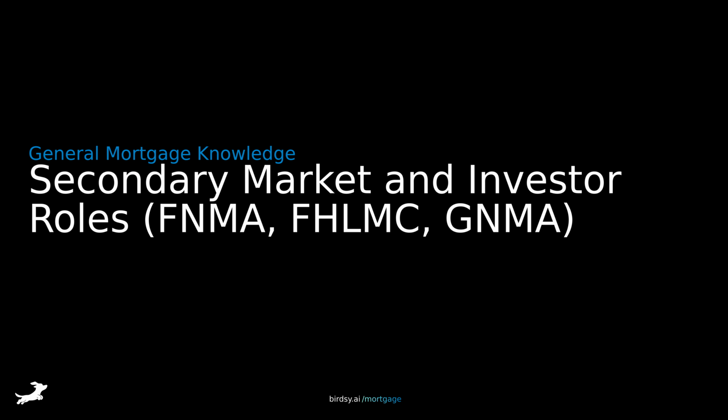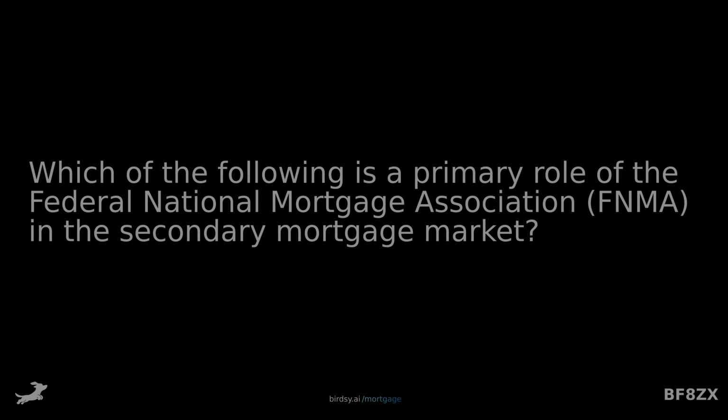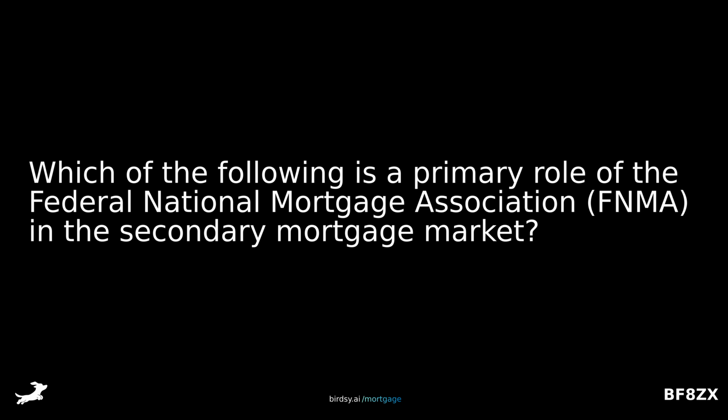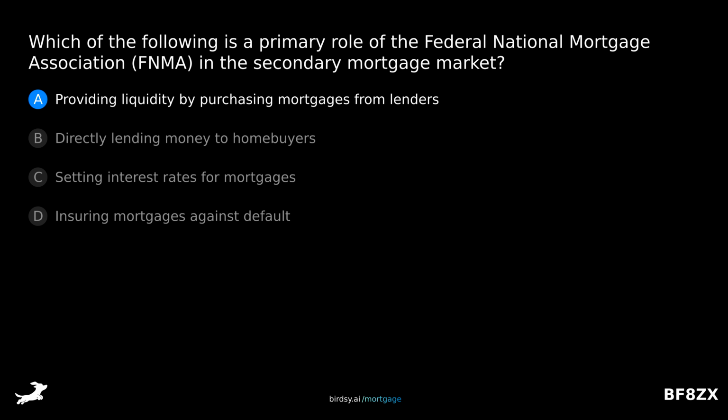Secondary market and investor roles. Which of the following is a primary role of the Federal National Mortgage Association in the secondary mortgage market? Is it A, providing liquidity by purchasing mortgages from lenders, B, directly lending money to homebuyers, C, setting interest rates for mortgages, or D, insuring mortgages against default? The answer is A, providing liquidity by purchasing mortgages from lenders.